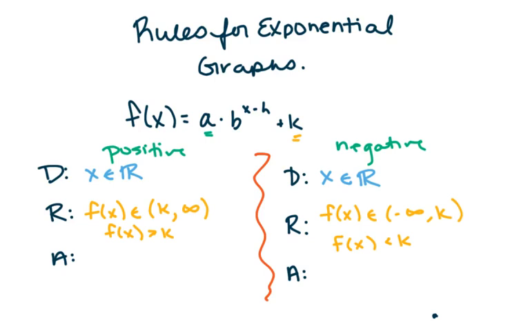Now your asymptote is always just going to be that horizontal line, and that actually happens at k also. So whether it is positive or negative, that just tells you whether the graph is going to be above or below that asymptote, but that asymptote is still going to be y equals k. So those are some general rules. So you should always be able to figure out your domain, range, and asymptote just by looking at your function.